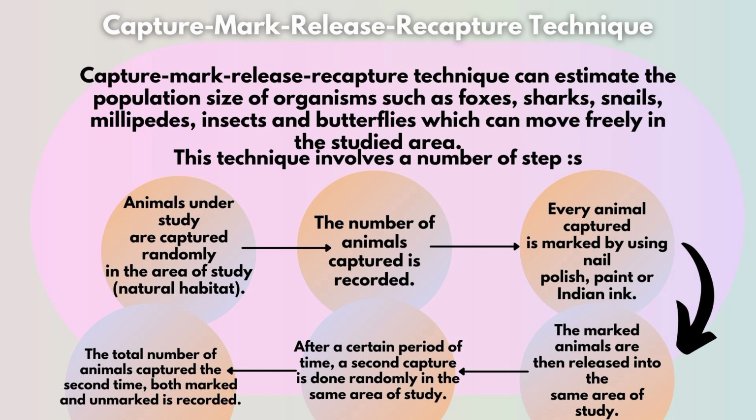The second step is the number of animals captured is recorded. Third step, every animal captured is marked by using nail polish, paint, or Indian ink. Fourth, the marked animals are then released into the same area of study. Fifth, after a certain period of time, a second capture is done randomly in the same area of study. Lastly, the total number of animals captured the second time, both marked and unmarked, is recorded. And that's how you use the capture, mark, release, recapture technique.